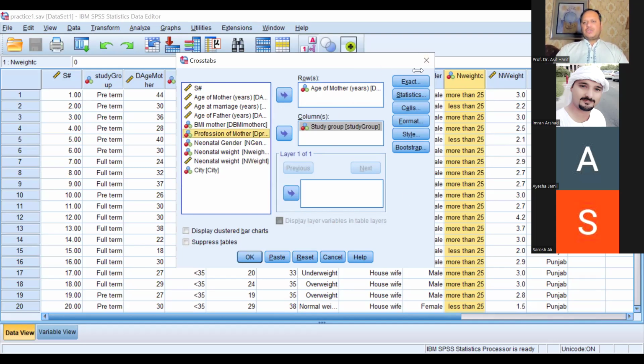On your right hand side, you can see that there is statistics, there is exact, there is cell, there is format, there is style, and other things are given. You can even click display clustered bar. It will make the bar of the variables. I'm not clicking any test. Let's see what will happen.